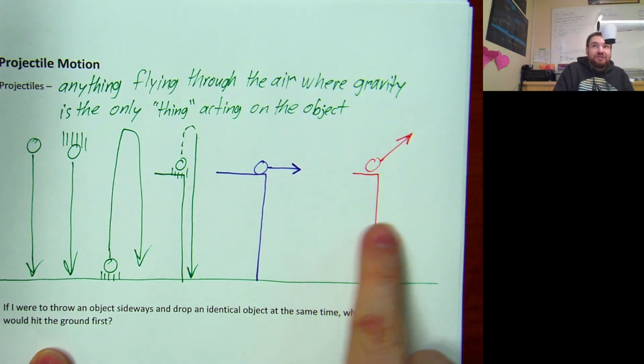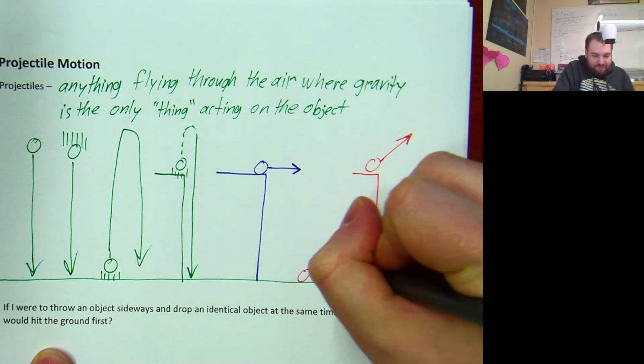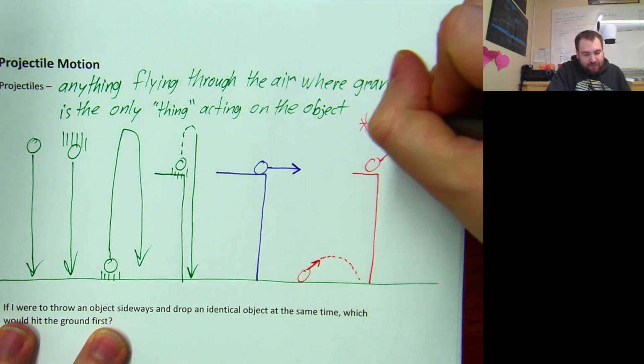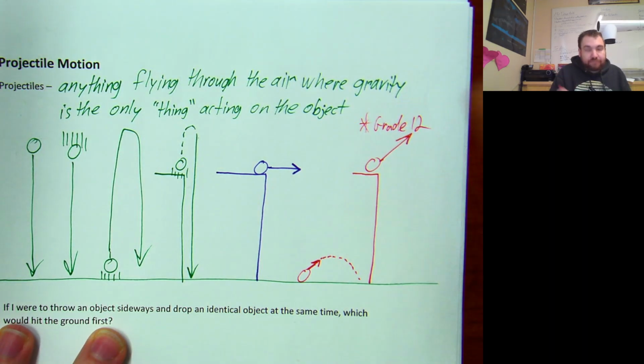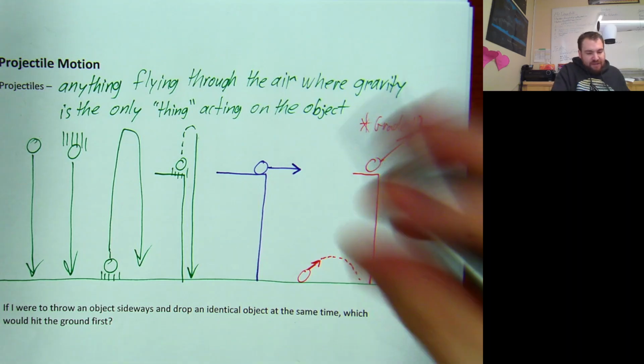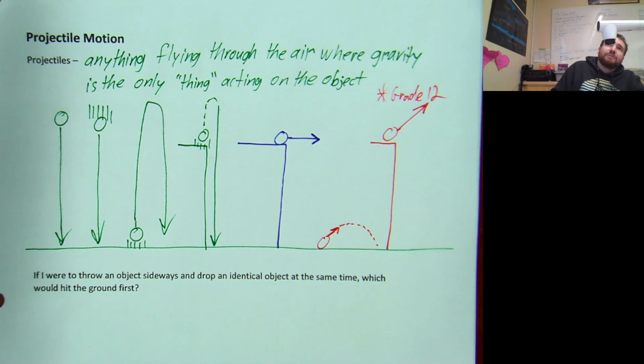In between, there's two in between here. I could do one like this, off level ground, but at an angle off a building. This is the nastiest kind of stuff I could give you, and this isn't going to show up until grade 12. No, I just finished saying it's going to show up in grade 12. So this is what we're going to do now. This blue one here is what we're going to talk about now.